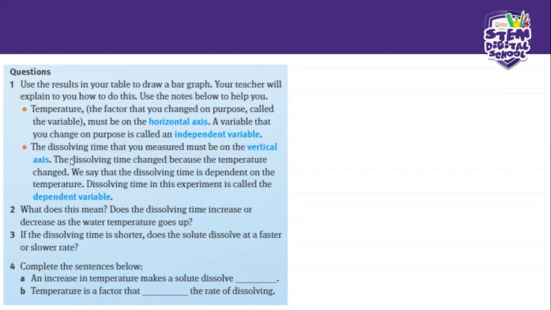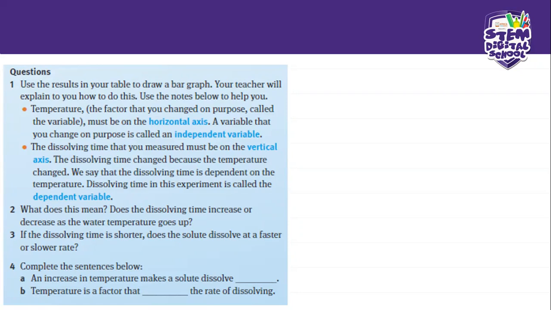Right, so let's just go through basically what we were supposed to have. Temperature, remember we said that other things that affect our experiment we refer to as a factor. So temperature is a factor in this case. It reads as follows: the factor that you changed on purpose is called the variable. Remember guys, we changed the temperature of the water, right? We had 1 cup of water which was at 26 degrees Celsius. We had another cup of water which was between 30 to 35 degrees Celsius, so on and so forth.